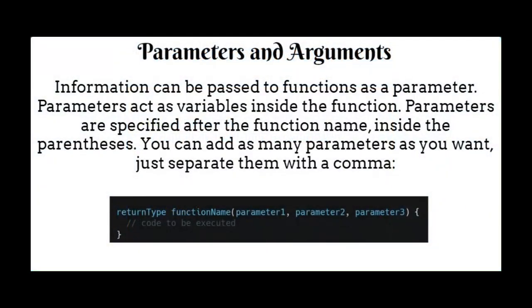Parameters and arguments. Information can be passed to functions as a parameter. Parameters act as variables inside the function. Parameters are specified after the function name, inside the parentheses. You can add as many parameters as you want, just separate them with a comma.